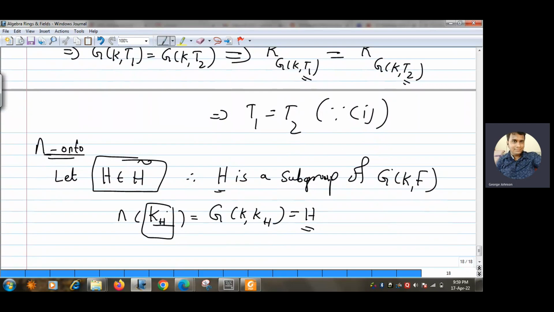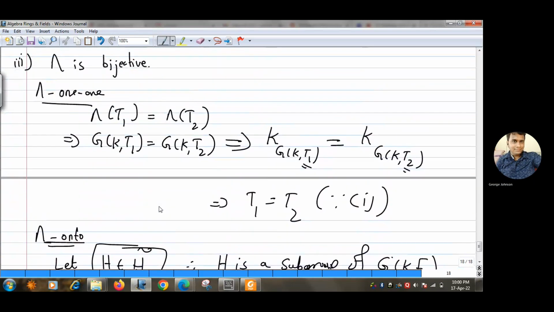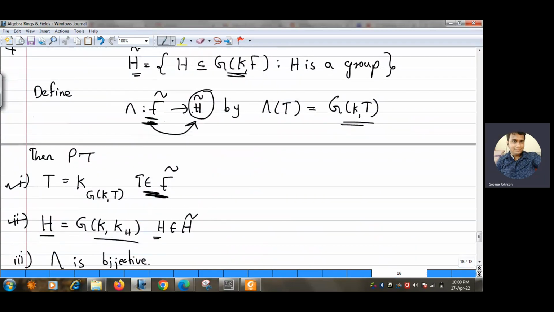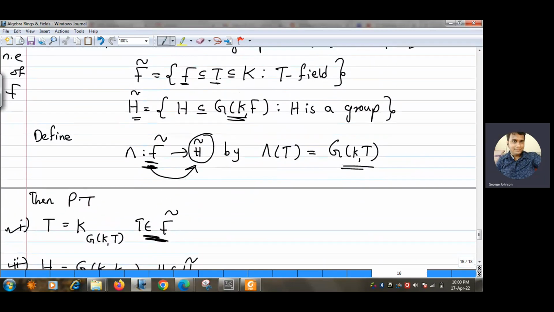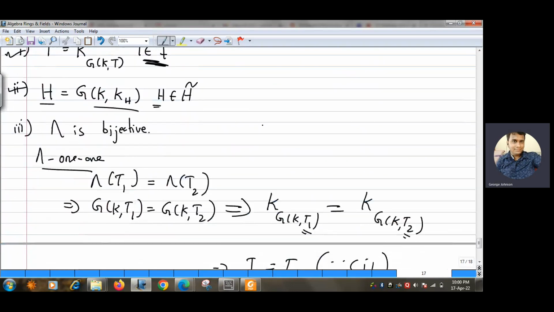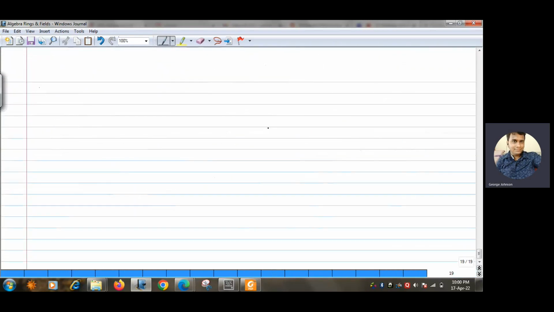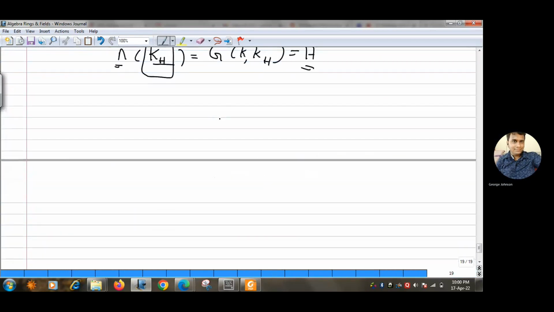Now the question is, is this actually an element of the domain? I have to check whether this belongs to f tilde, the domain. The domain of lambda is nothing but f tilde. So actually we have to check whether this KH belongs to f tilde or not. That means I have to check whether KH is a field lying between F and K. So I have to make sure that KH lies between F and K. Can you see that it is true? Yes, KH is actually lying between F and K.